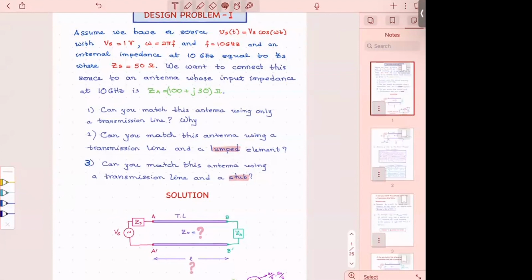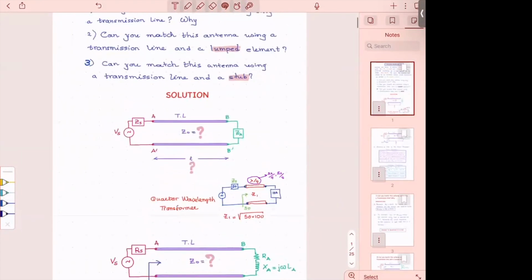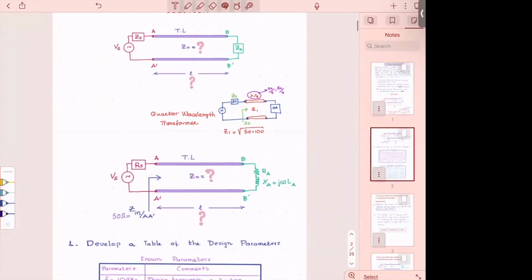Frequency, amplitude, internal impedance for the source, real. And then also the antenna characteristics, which is just the input impedance to the antenna, Z-sub-A. And from there, we followed the process.